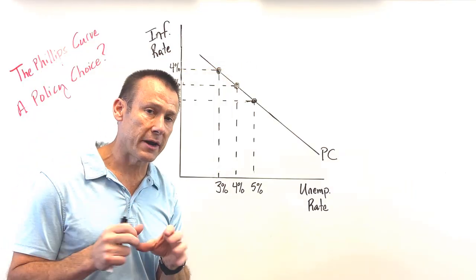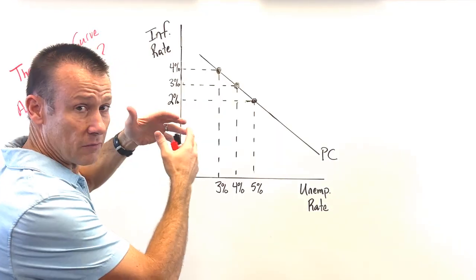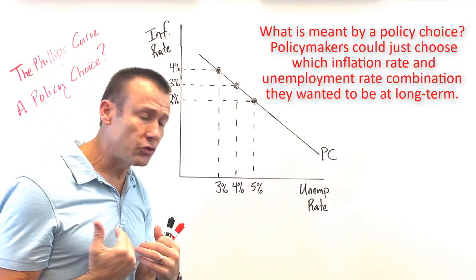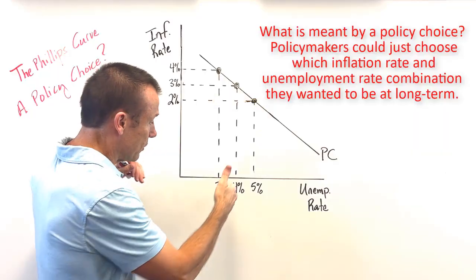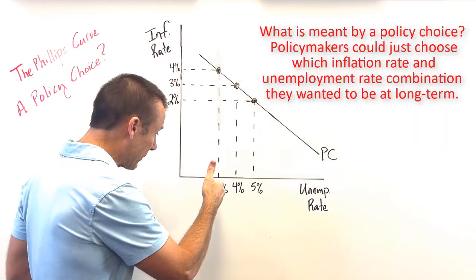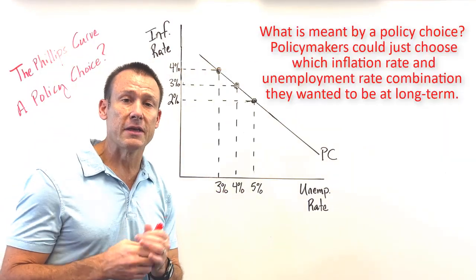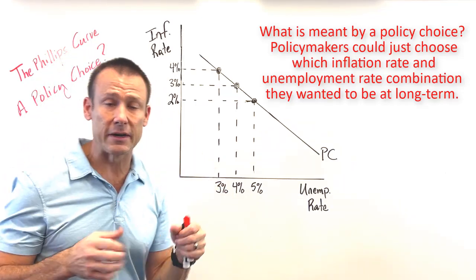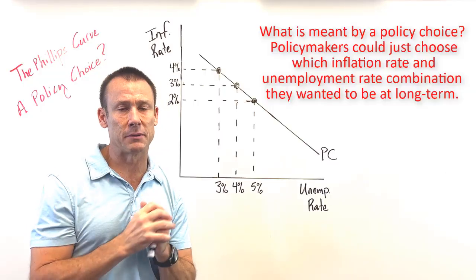That is our trade-off. Now, it was originally thought, if you could graph your Phillips curve, that this was a policy choice, that we could choose to either have an unemployment rate of 5% with a 2% inflation rate, or a 4% unemployment rate with a 3% inflation rate, or even a 3% unemployment rate with a 4% inflation rate. We could choose this combination and just go with that. But that did not end up being the case.